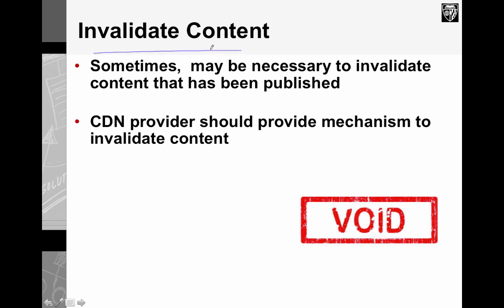Invalidate the content. Sometimes it may be necessary to invalidate the content. So you put content on your origin server, the client asks for the content, the client goes to the edge server to get the content. Now the content has been distributed from your origin server to the edge server and to the client. There's not much you can do in terms of invalidating the content in the browser, but you can surely invalidate the content at the edge. In other words, you can say, I don't want this content to be cached anymore. So is there any mechanism for you to go to your CDN distributor and say, could you please invalidate this particular content? In other words, do not serve from cache anymore because I have a newer version of it. So the point is the CDN provider should provide a mechanism to invalidate the content. In other words, to void the content.